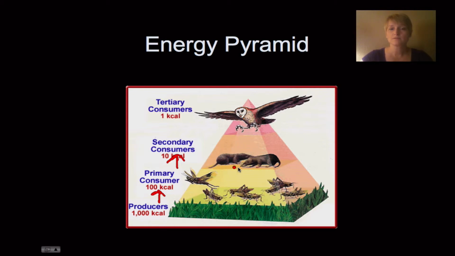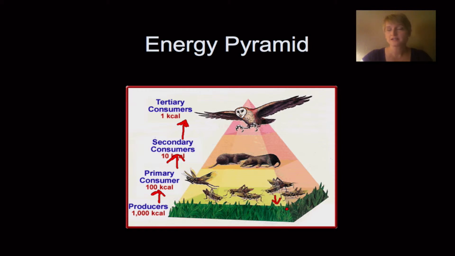And so these animals here don't contain as much energy as these animals here do. And then you go up to the tertiary consumers, those top predators, and they have 10% less energy again. And so what we see here kind of makes sense.